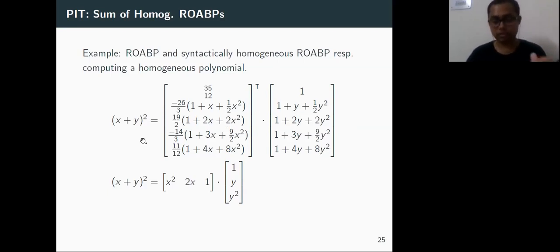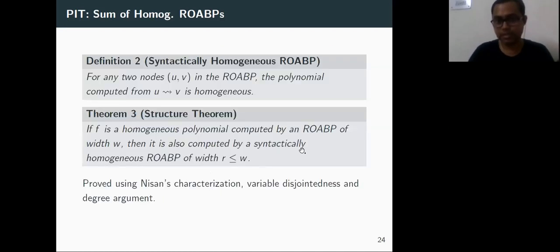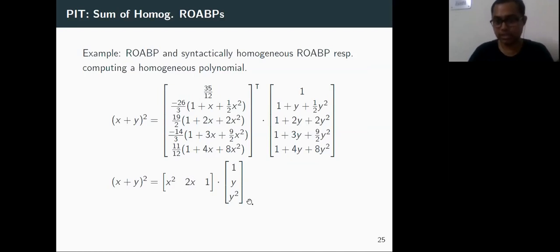The simple point I want to convey is that you get a width 5 representation of ROAP in this form. And as promised in our structure theorem, there will be a syntactically homogeneous ROAP of width less than or equal to w. Here the width is 3, which is less than or equal to 5. So this is one example for our structure theorem.